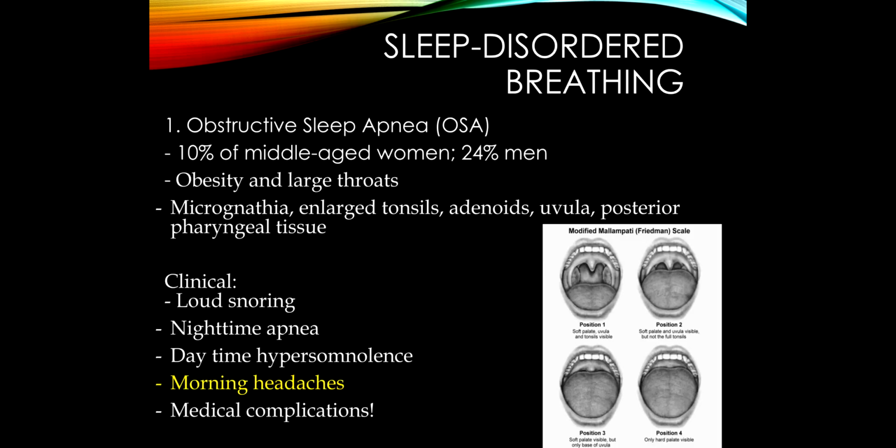Now, in terms of sleep disordered breathing, sleep apnea is exceptionally common here. One out of four men have sleep apnea. This is associated with obesity and large throats, a small chin, micrognathia, larger posterior pharyngeal tissue, tonsils, adenoids, uvula, and so on. You don't need to know the different stages here.